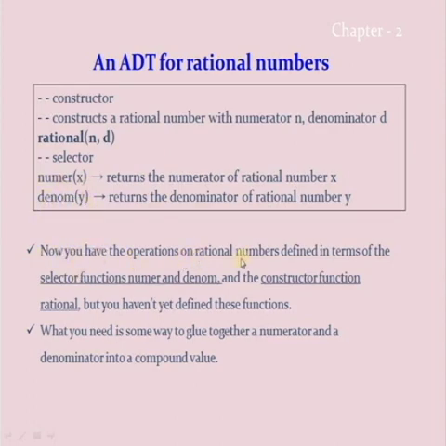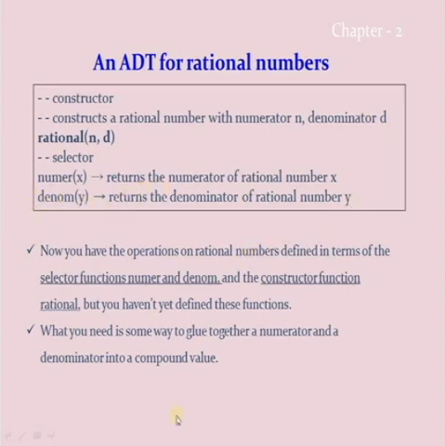Now you have the operations on rational numbers defined in terms of the selector functions numer and denom and the constructor function rational. I hope you understand this. But you have not yet defined these functions. What is the meaning of this line is, I didn't define numer and denom, but I am saying that this numer of x function is going to return the numerator of the rational number x, and denom of y is going to return the denominator of the rational number y, because we are constructing based on the imagination.